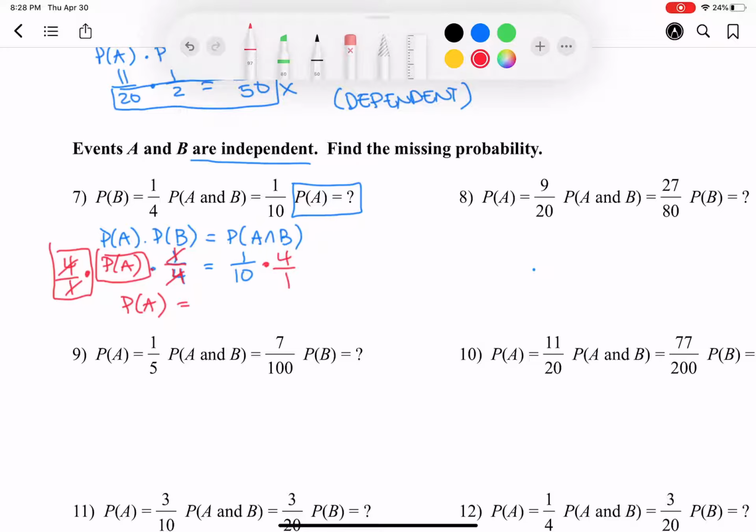So now I multiply straight across the top. 1 times 4 is 4. 10 times 1 is 10. I simplify by dividing top and bottom by 2. I get 2/5. So that is what the probability of A is.